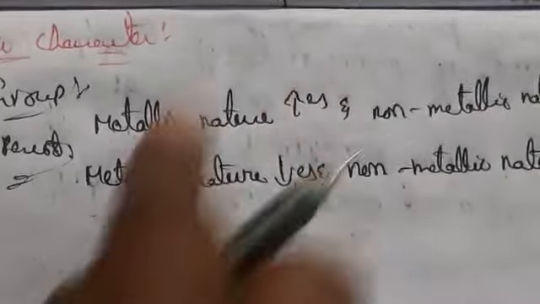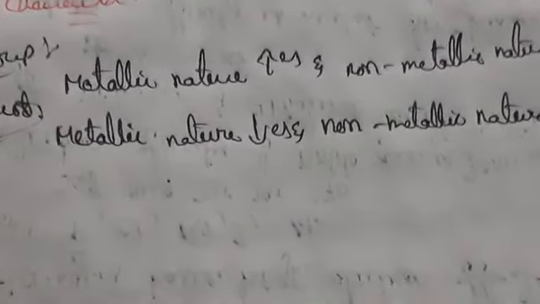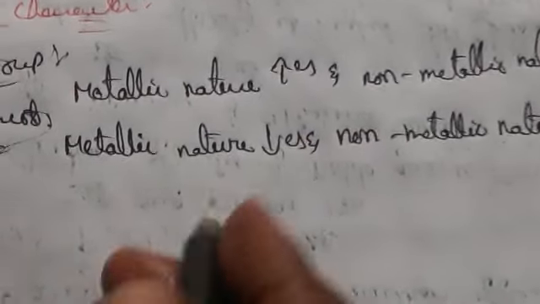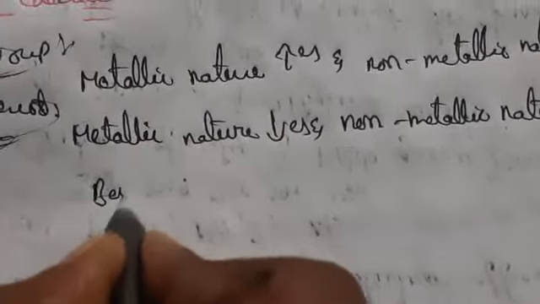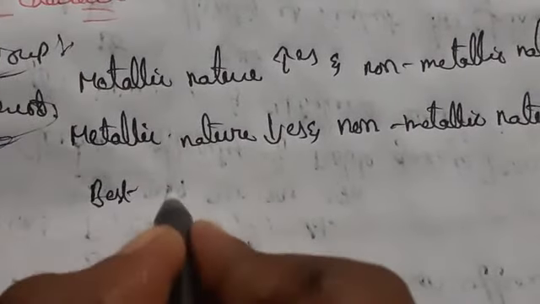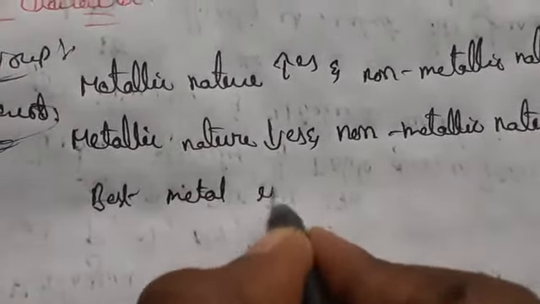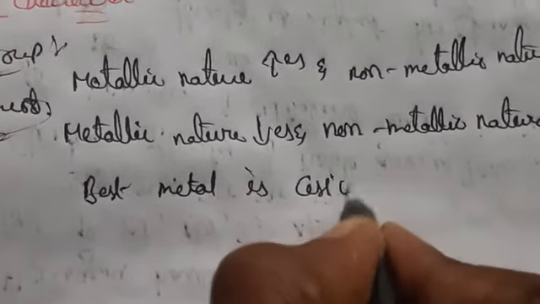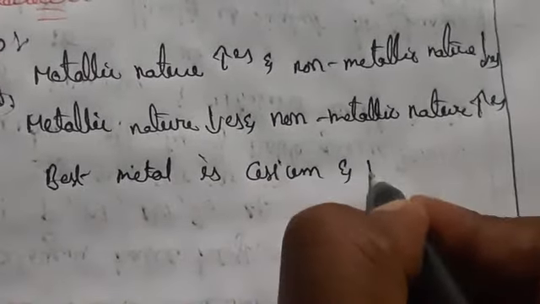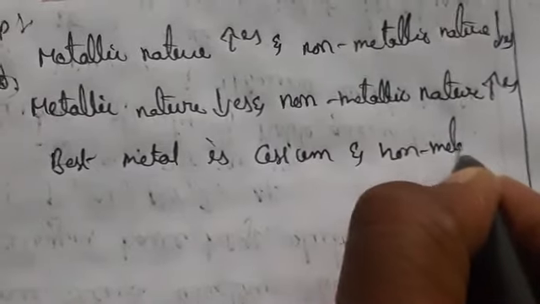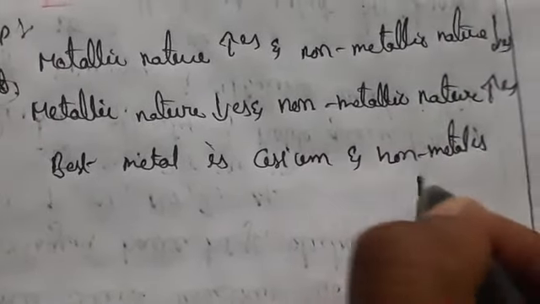So here the best metal is cesium, and the best non-metal is fluorine, we can say. Why? Because based upon their electronegativity, the best metal is cesium and the non-metal is fluorine.